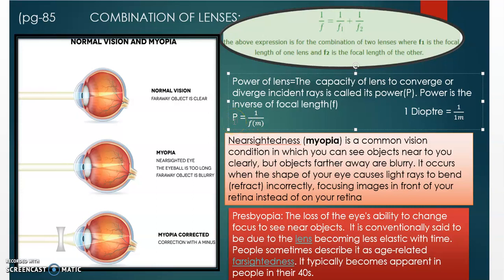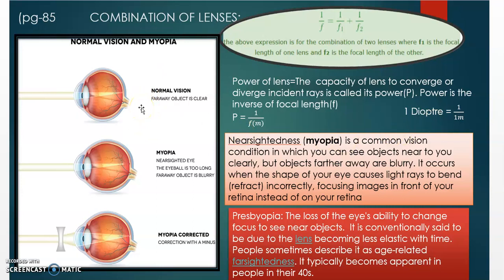The unit of power is the diopter, when the focal length is measured in meters. So that is the capacity of the lens to converge or diverge the incident ray. Remember, the power unit is the diopter. 1 diopter is equal to 1 upon 1 meter of focal length.